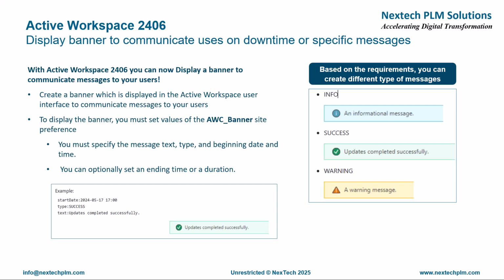Active Workspace 2406 has introduced several improvements and enhancements. One of the important enhancements is that it enables you to create a banner that you can use to alert your users of future downtime, alert them of potential issues, and so on. As an administrator, you can create a banner along the top of the Active Workspace user interface by setting the AWC_banner site preference and specifying the message text, type, and beginning date and time. You can optionally set an ending time or a duration.